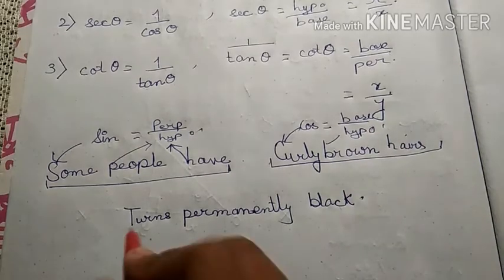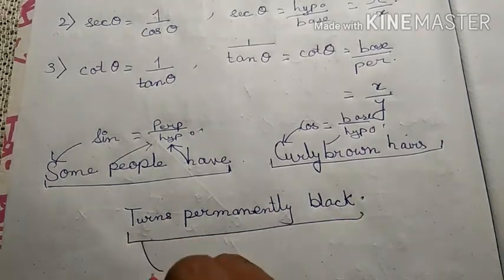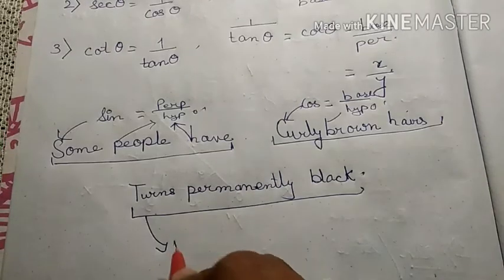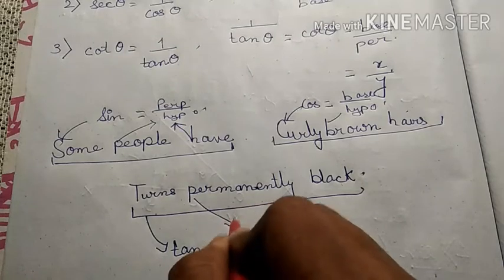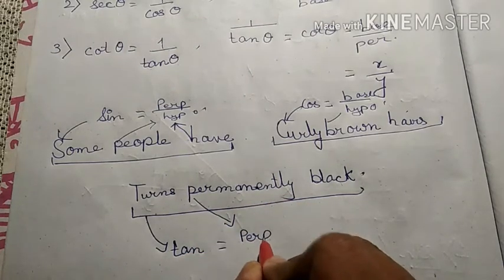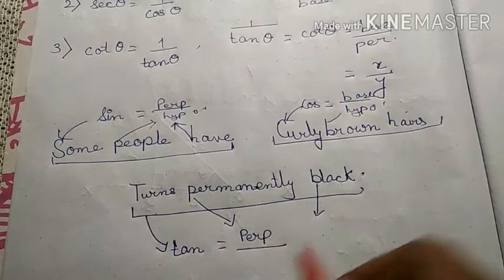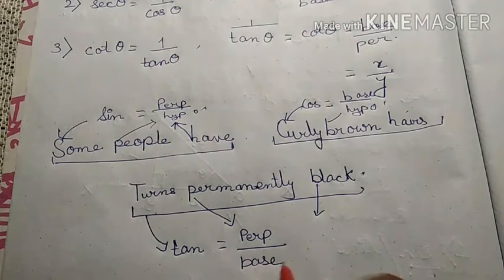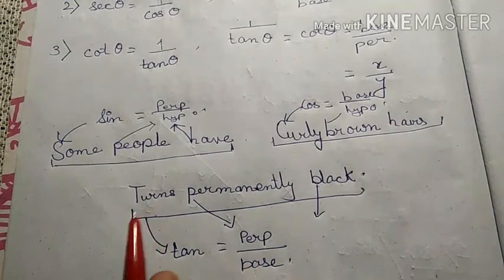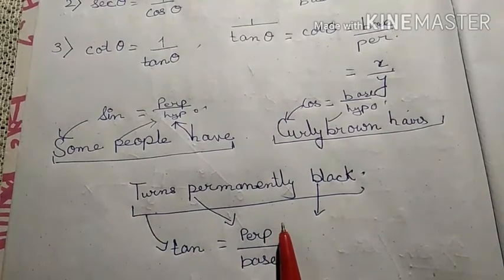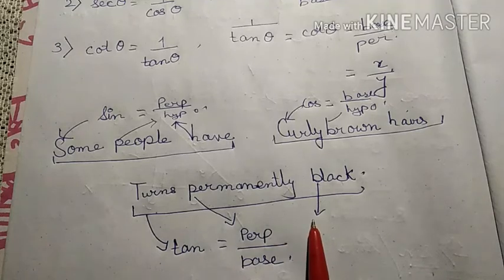Now the third part: turns permanently black, turns for the tan, permanently for perpendicular, and black for the base. This is a line to remember. So you can use this at the basics, but when you move on in the later part of your course, you will automatically remember all of this. No need of recalling this line.